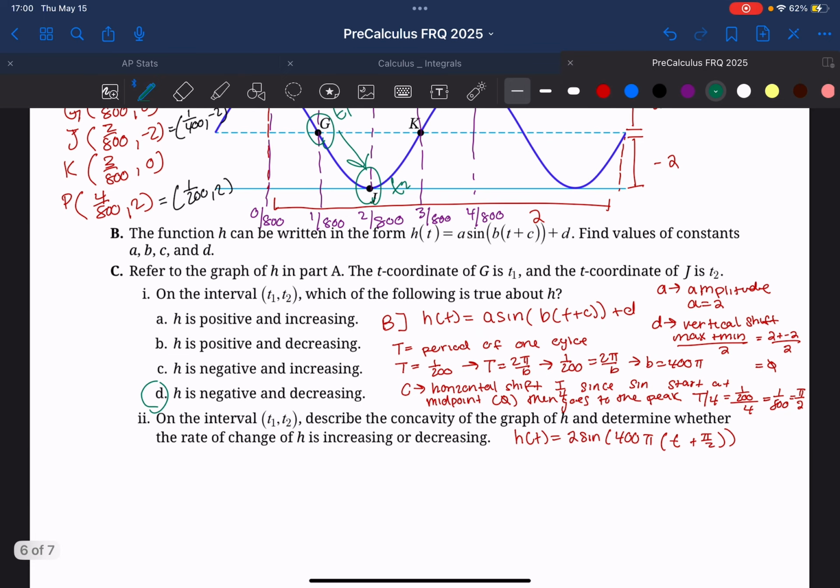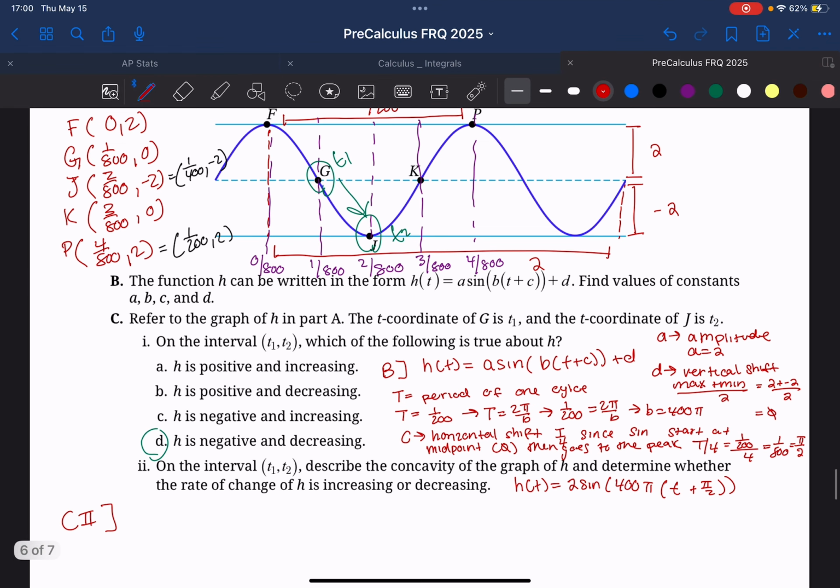And then on C part 2, it says on the interval of T1 to T2, describe the concavity of the graph of H and determine whether the rate of change of H is increasing or decreasing. So here we're again looking at this graph, but remember when we're talking about concavity, we're seeing how the slope is changing. So notice as this is going down, we're starting at a small slope, but eventually we're going to start to turn in the positive direction, making this a positive slope, which means that this is concave up.